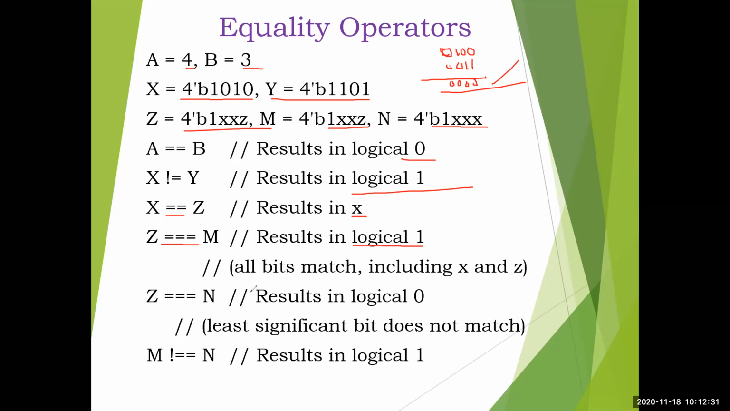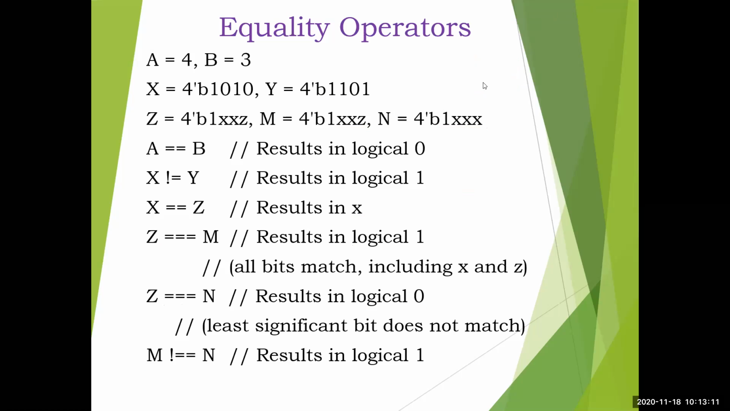Then z is equal to n. So z is 1xxz, n is 1xxx. So here the fourth bit is not matching, z is there, here x is there. Since this is case equality, it will compare each bit, so that's why it will result in 0, because the least significant bit does not match. Then m not equal to n. So it is 1xxz and it is 1xxx. So there is a difference, right? z and x, so that's why it is true, logical 1. So it is not equal, that's why it is logical 1. Okay, so this is about the case equality operators.